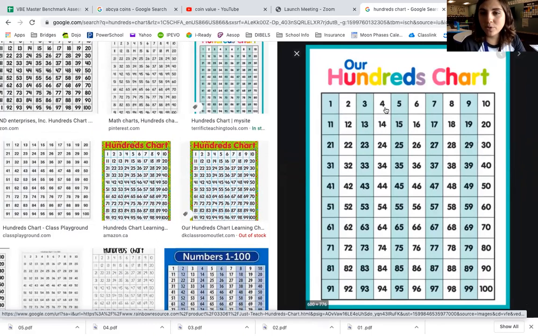2, skip that blue number, 4, 6, 8, 10, 12, 14, 16, 18, 20, 22, 24, 26, 28, 30, 32, 34, 36, 38, 40, 42, 44, 46, 48, 50, 52, 54, 56, 58, 60, 62, 64, 66, 68, 70, 72, 74, 76, 78, 80, 82, 84, 86, 88, 90, 92, 94, 96, 98, 100.